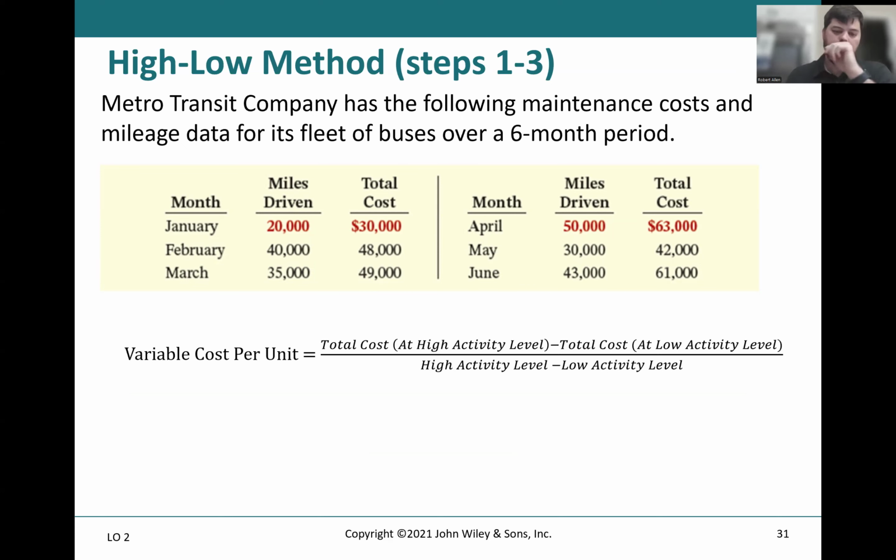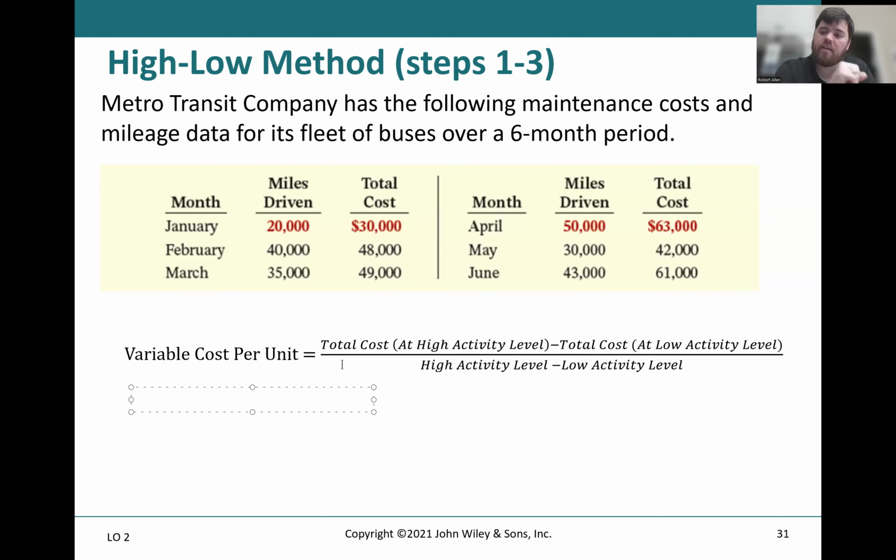So in this case, the first thing I have to do is compute my variable cost per unit. So in this example, they've actually already highlighted for us the high and low months. And in this case, you'll notice that January has the lowest miles driven and also the lowest cost. And April has the highest miles driven and also the highest cost. So regardless of how you determined it in this case, you would actually get the right answer. But notice how close June is on total cost to overtaking April.